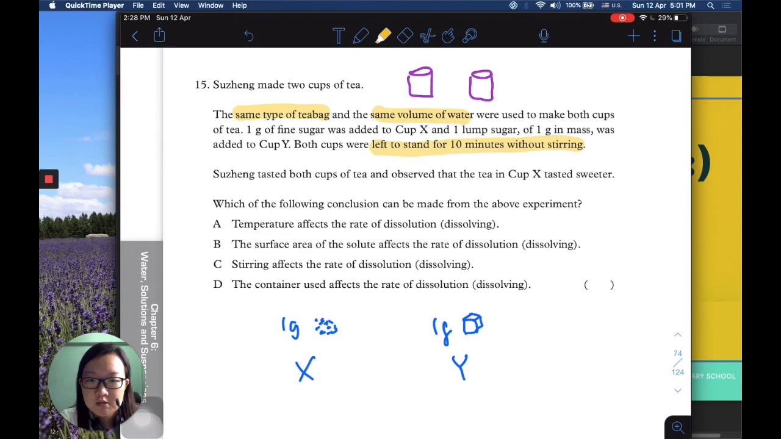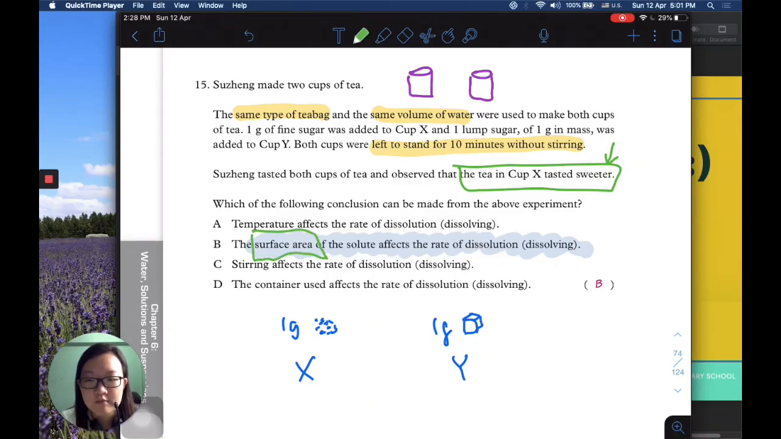Su Zheng then tasted both cups of tea and observed that the tea in cup X tasted sweeter. That simply means more sugar has been dissolved. Which of the following conclusions can be made from the above experiment? So if you're able to draw all these out, it becomes very clear that the factor of concern here is surface area. Surface area of the solute affecting the rate of dissolution, or the rate of dissolving.